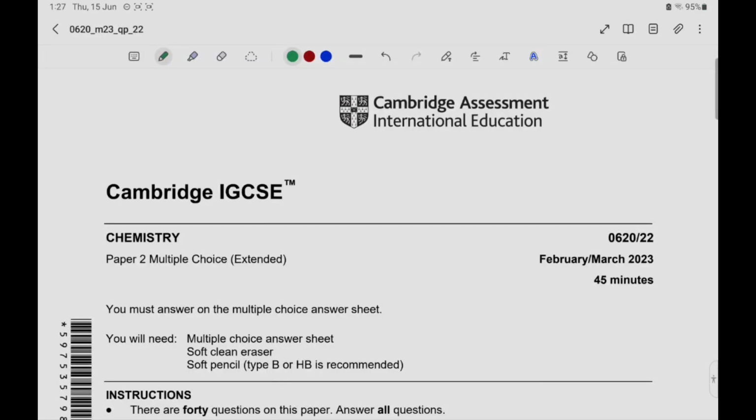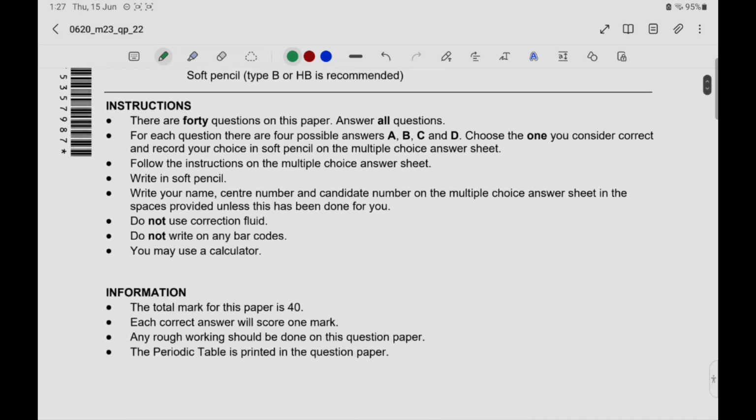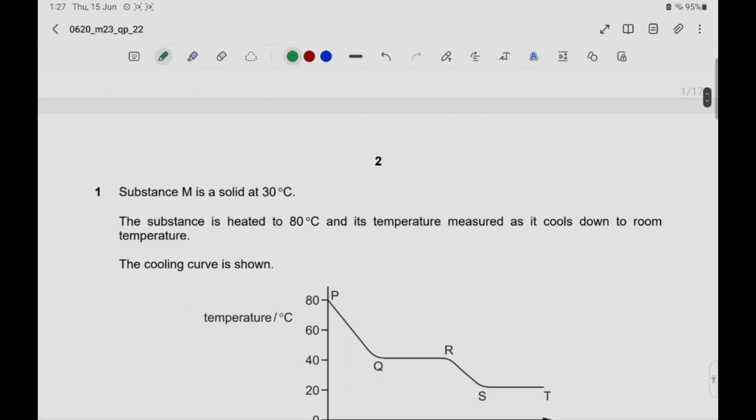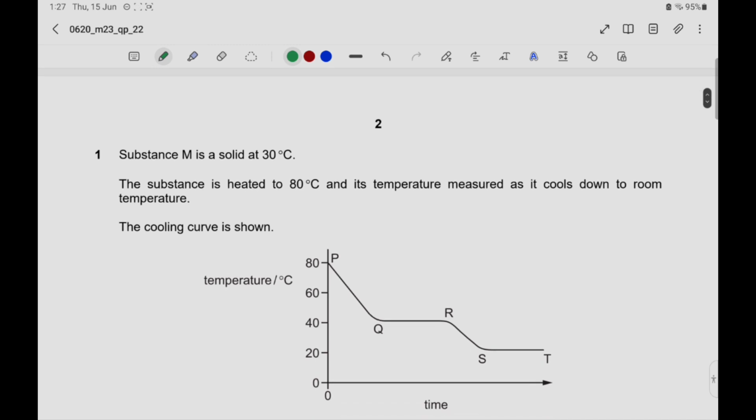Today we'll be doing Chemistry Paper 2 Multiple Choice questions, February March 2022. This is variant 22, which is the extended paper. We have a total of 40 questions. My name is Jamie. Let's start.